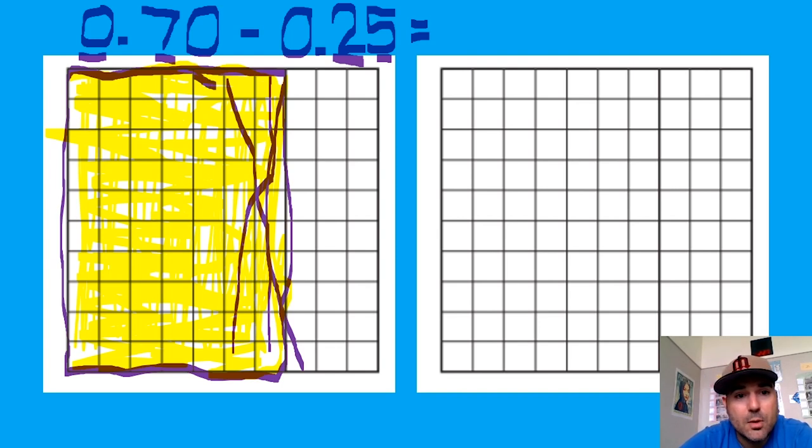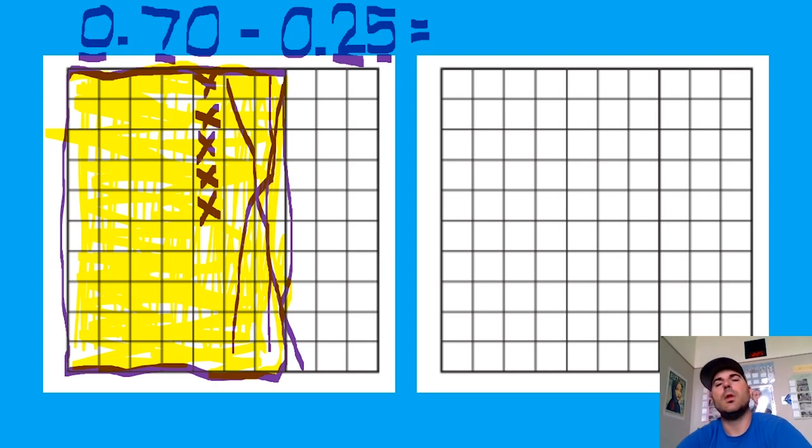One, two, and you might do this on your paper. Three, four, and five. Now, I need to show what's left over. And I don't know if I did this in the last math problem. I'm starting to think that maybe I didn't. So let's find out what happens.